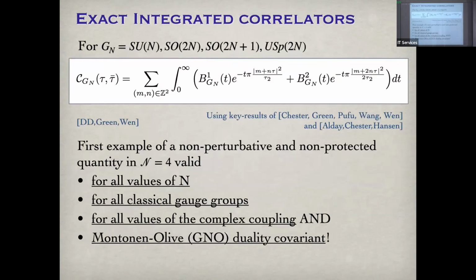So this expression in here, as far as I know, is the first example that we got of a quantity in N equal to 4 which is valid for all values of N. So we have an expression for any N, SU(2) all the way to SU(infinity), SO(N), all the way to SU(infinity), valid for all classical gauge groups. This is a function in the upper half plane, so you can put your coupling constant to be whatever you want. It's not weak coupling Yang-Mills, it's not strong coupling Yang-Mills, it's every value. And as I'm going to comment in a second, it is actually Montonen-Olive GNO covariant. And this is going to go back to your gamma 0, 2 question.